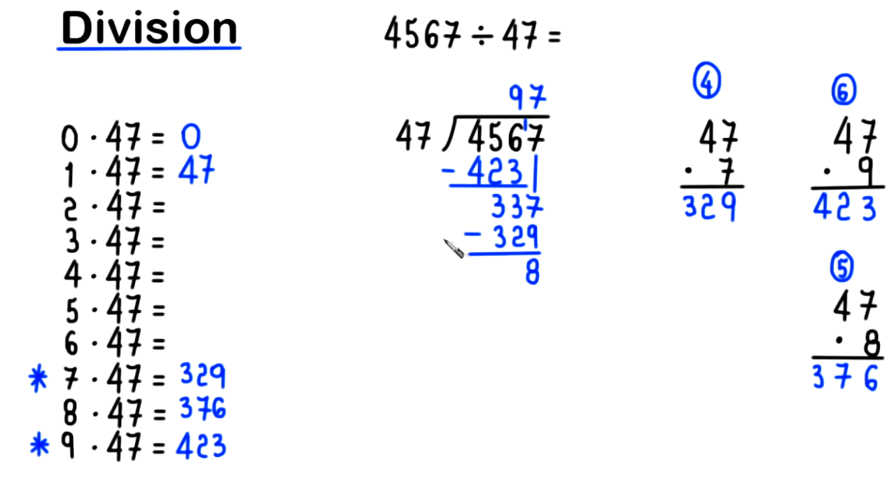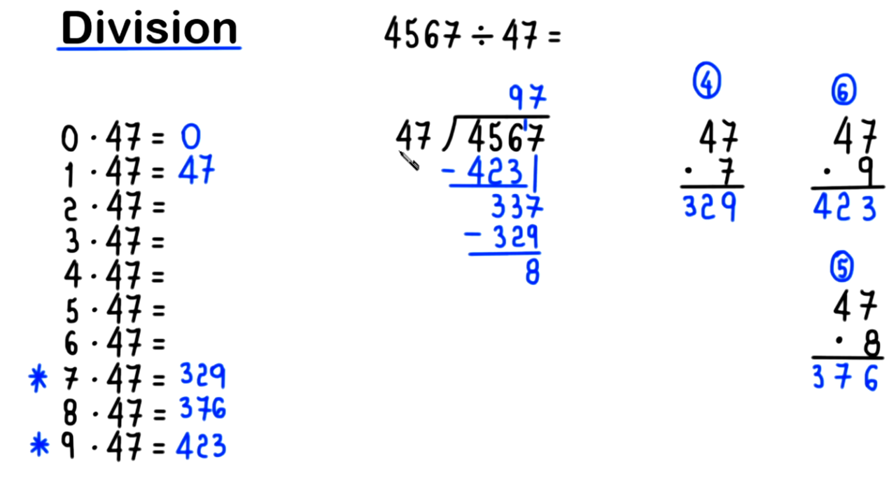I said that after a subtraction you always bring down the next digit, but you do not see any more digits here to bring down. What does it mean? It means that when dividing 4,567 by 47, the whole quotient is 97 and the remainder is 8. For instance, if you want to divide equally 4,567 books among 47 schools, each school receives 97 books and there are 8 books left over.